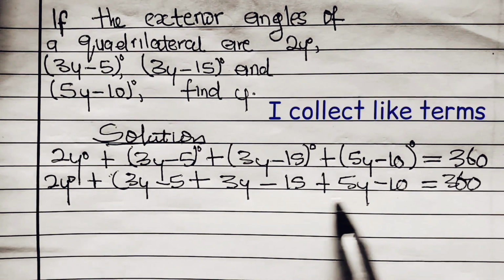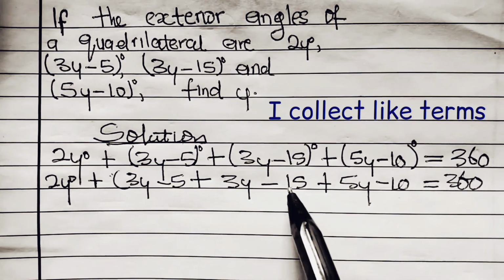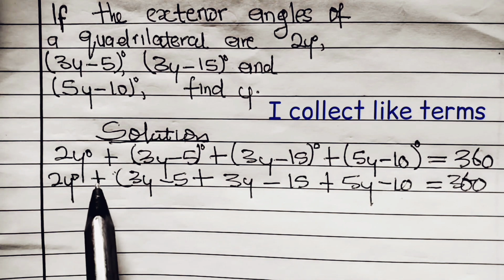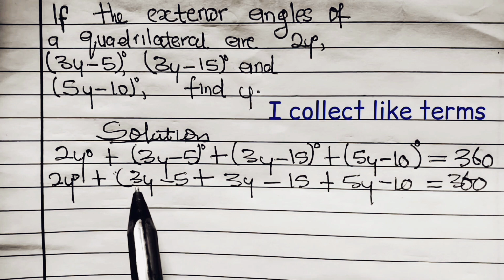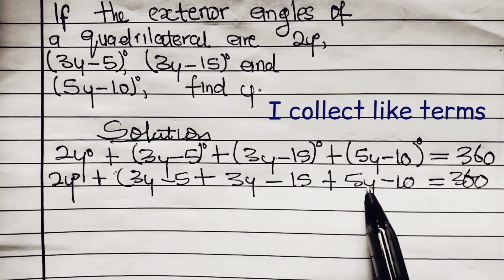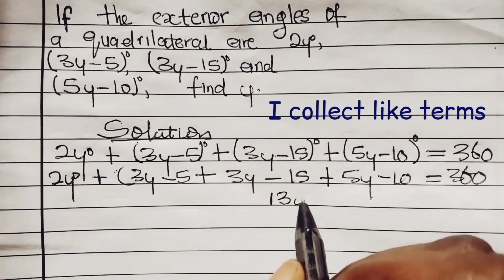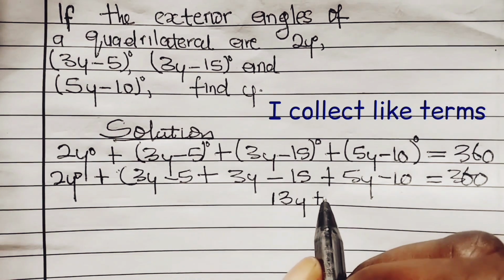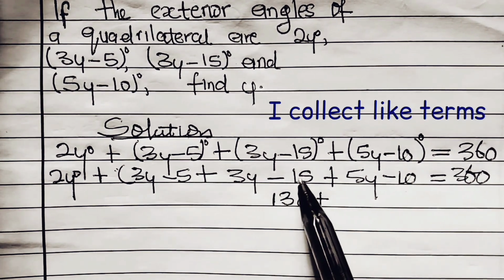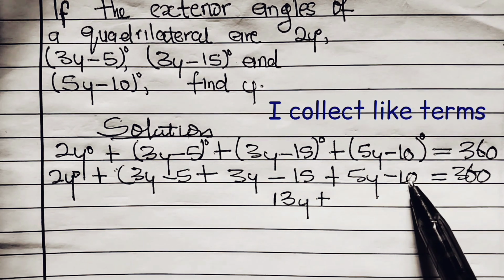Next, I'll collect like terms. What do I mean by that? I add all the terms that have y together, and the ones that don't have y separately. 2y plus 3y gives 5y, plus 3y gives 8y, plus 5y gives 13y. Then for the numbers without y: minus 5 minus 15 gives minus 20, and minus 20 minus 10 gives minus 30.